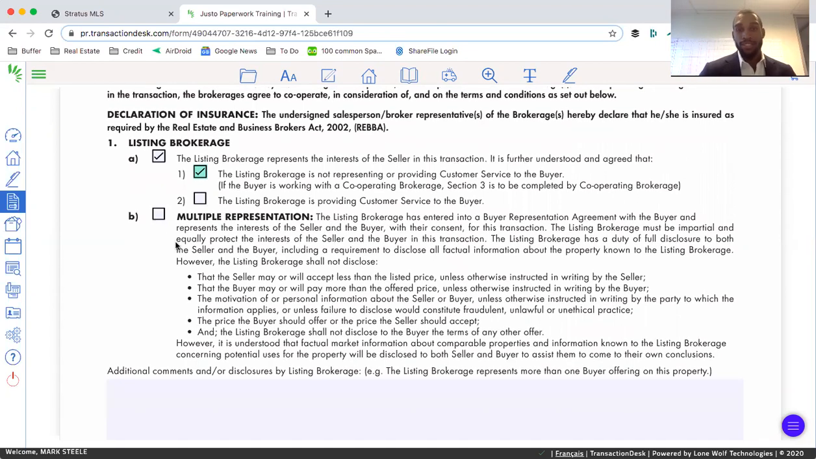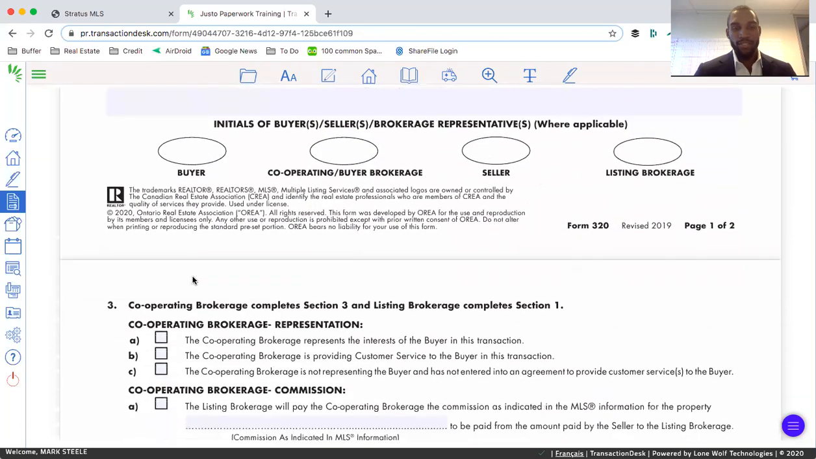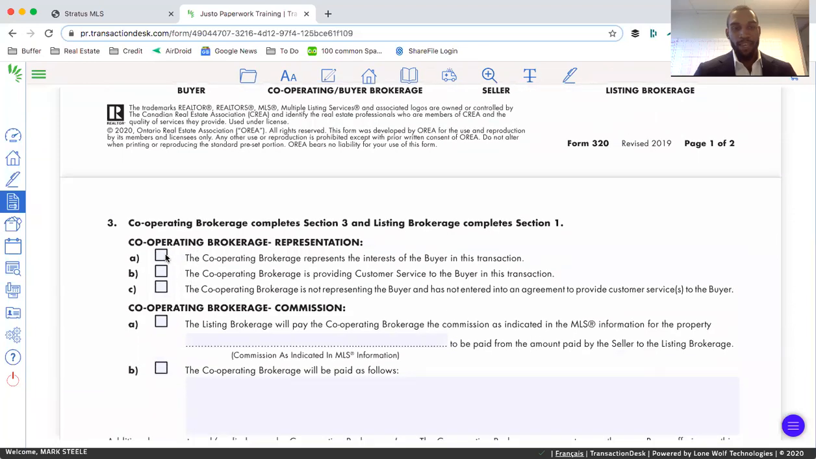If it were a multiple representation agreement, we'd click on this box instead to say that we are the sellers, but we're also working with the buyers and giving them service as well. We then scroll down here and we'll click on A for the cooperating brokerage represents the interest of the buyer in this transaction. Again, same things I just explained. We're working with the buyers in this transaction. We are the cooperating brokerage, okay?